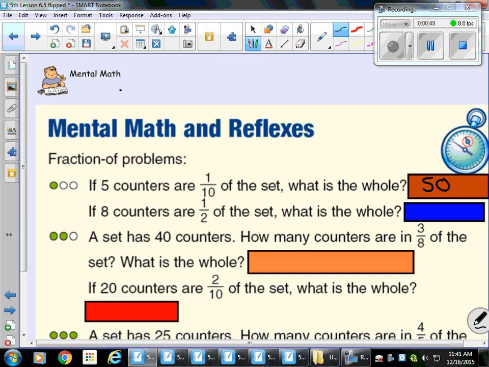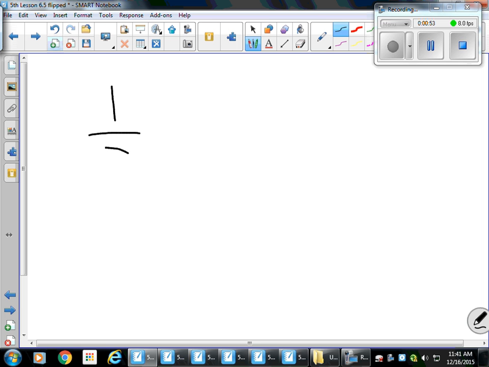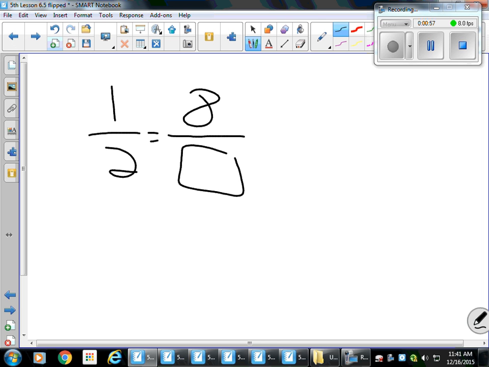Let's keep going. If 8 counters are half the set, what is the whole? Well, we have half the set, which is 8 counters. I want to find my whole. 1 times 8, 2 times 8 equals 16. 16 is my answer there.